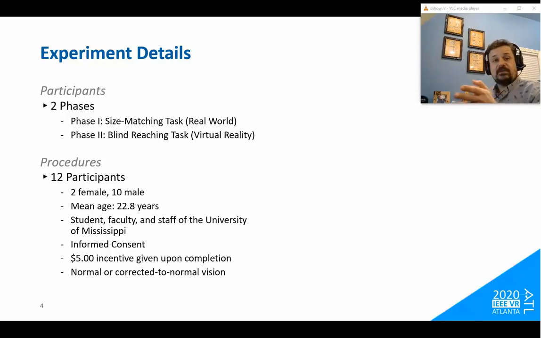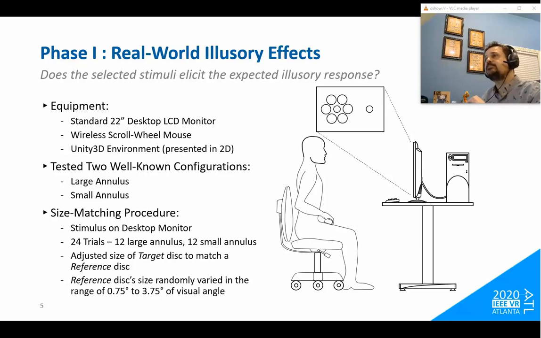They were compensated $5 for their participation, and they all had normal or corrected to normal vision. During the first phase of the experiment, we set the participants in front of a monitor with a wireless mouse. What they saw, you can see a depiction of it here, was a static Ebbinghaus configuration. It was either a large annulus configuration or a small annulus configuration with the central disk scaled to a particular degree. And then off to the side, there's a single lone disk.